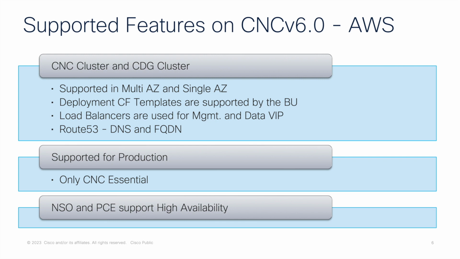A few other key features: we had a change in architecture since 5.0, which involves load balancers being used for management and data webs, and Route 53, which uses DNS and FQDN also. Currently, we are supporting CNC Essentials. Going forward, we plan to support Advantage and add-ons as well.